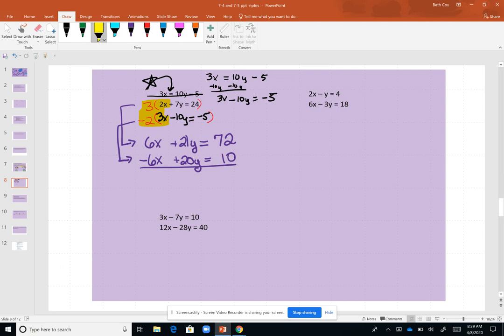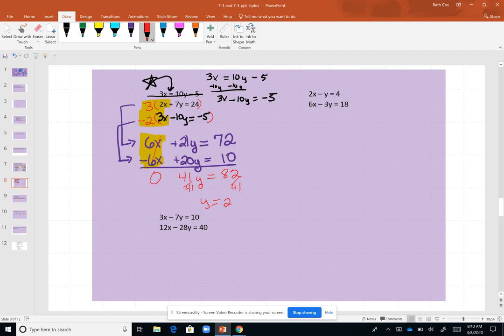Alright, so again, I've got the same number, different signs. Those two are going to cancel out or make 0 when I add them together. This is going to give me 41y is equal to 82. Divide both sides by 41 and I get y is 2.